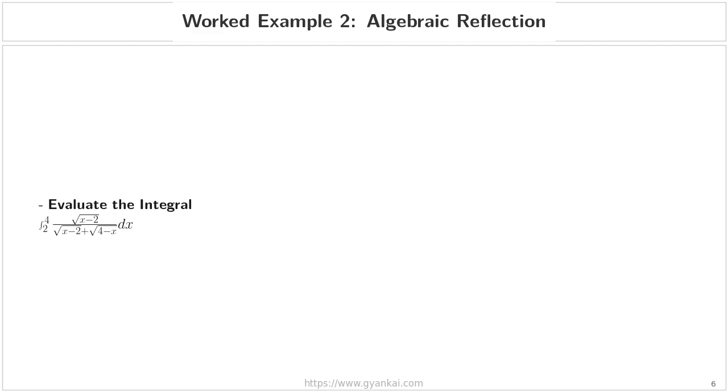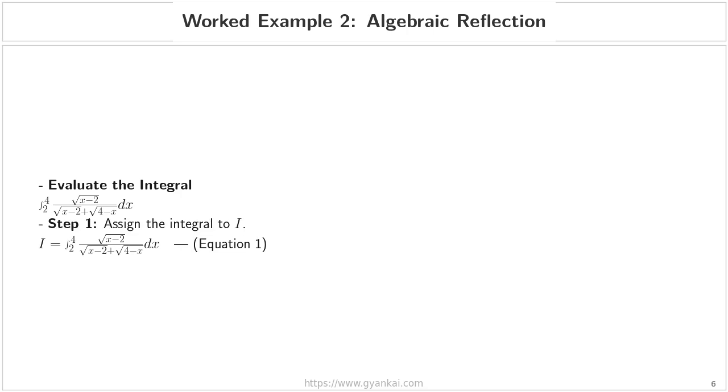Okay, let's move on to our second worked example. This one demonstrates how the general reflection property, or property P3 as we've been calling it, can be applied to an integral involving algebraic functions. Here on the slide, we're asked to evaluate the definite integral of square root of x minus 2, all divided by square root of x minus 2 plus square root of 4 minus x, with the limits of integration being from 2 to 4.